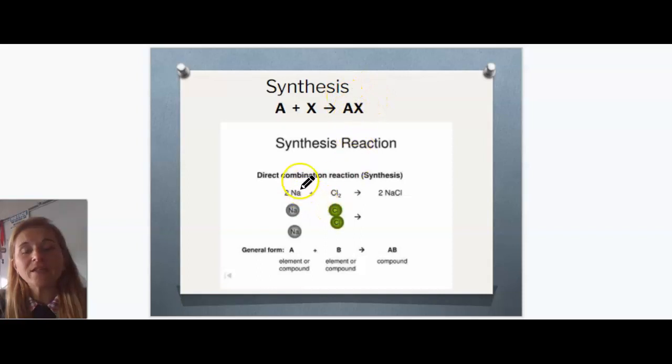And here we see that if we have a sodium and chlorine come together, and there are two chlorines together because remember chlorine is a diatom, so it doesn't hang out by itself, then we're going to end up with the new molecule of sodium chloride being synthesized.